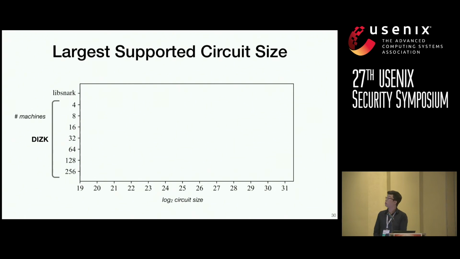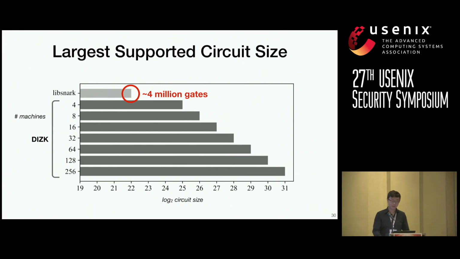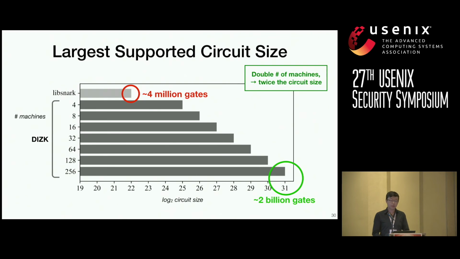First, we evaluated our system on the largest supported circuit size. So when we profiled libsnark in our environment, we found that it reaches approximately 4 million gates. And when we profiled DIZK across different numbers of machines for the same environment, we found that we were able to reach approximately 2 billion gates with 256 machines. The pattern that we see here is that as we double the number of machines, we're able to support approximately twice the circuit size.